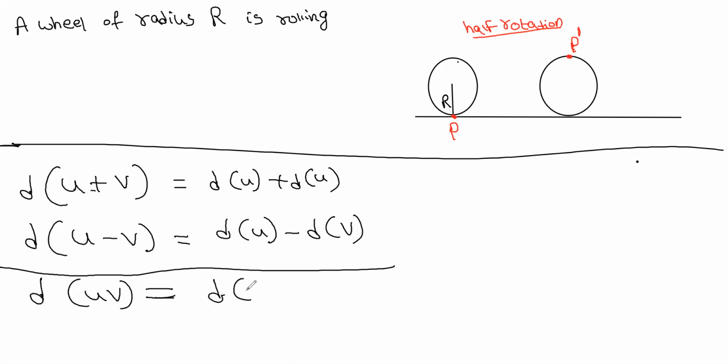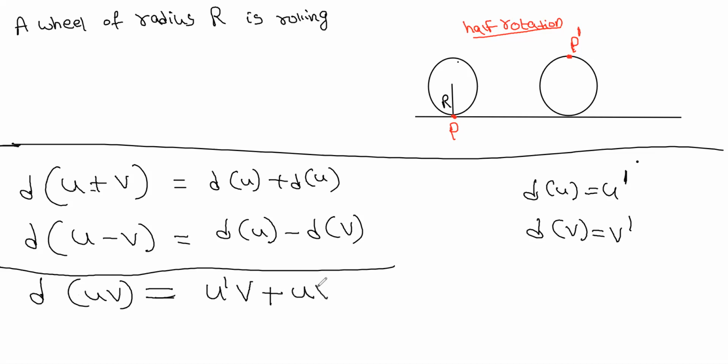it is differentiation of U. Differentiation of U, you can write it as U dash also. Differentiation of V, we can write it as V dash. So instead of du, I will write U dash. That's it. So U dash means I have to do differentiation of U and V as it is, plus U into differentiation of the second function.